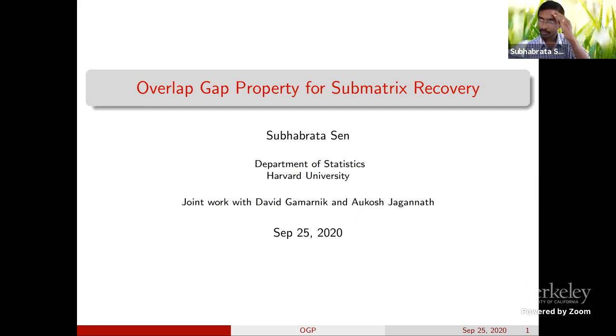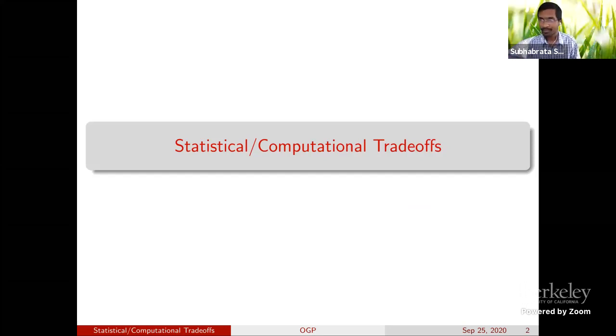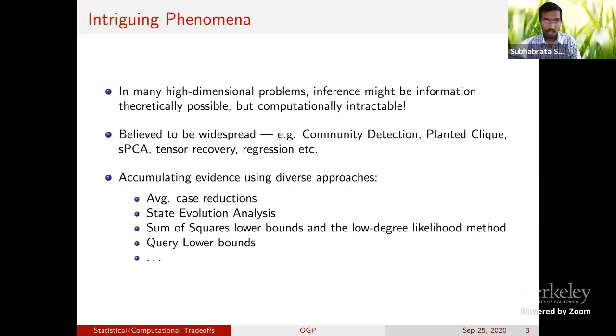So today I want to talk about the overlap gap property for submatrix recovery. This is based on joint work with David Gamarnik and Ankush Jagannath. The premise for this talk is these statistical versus computational trade-offs. We've heard a lot about this so far in this workshop.